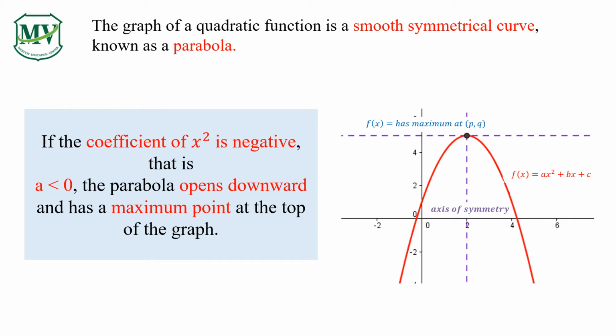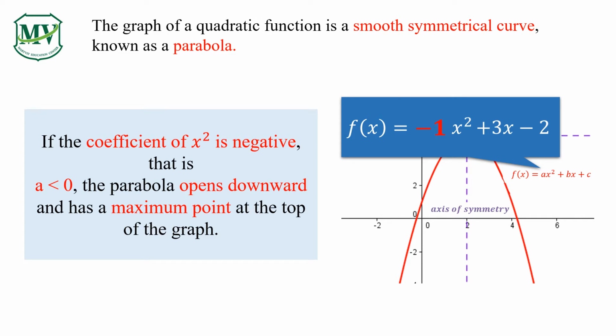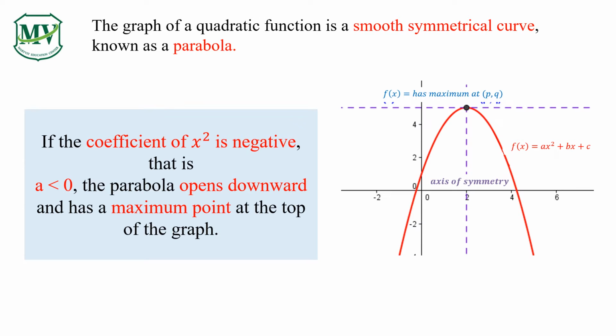If the coefficient of x squared is negative, like negative 1, negative 2, negative 3, negative 4, or negative 5, or any negative number that is less than 0, the parabola opens downward and has a maximum point at the top of the graph.